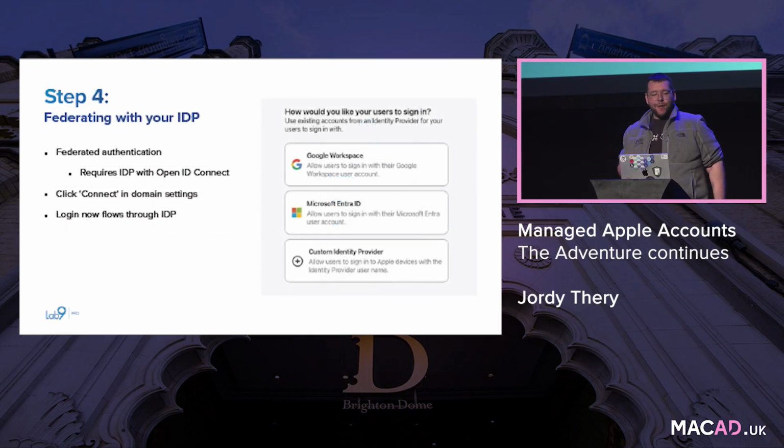Step 4 then, federating with your IDP. That really means if you enable this, that your login will flow through your identity provider. There's an easy button for Google Workspace and Microsoft Entra. Any IDP with OpenID Connect support will work. And let's show you how that looks.